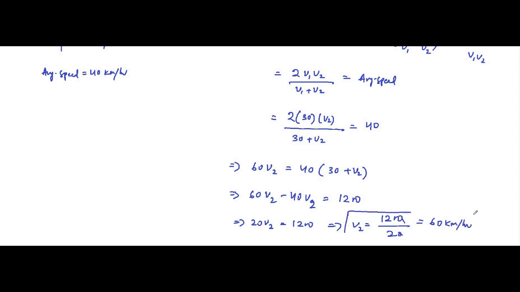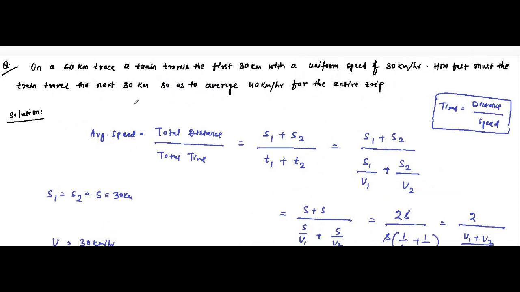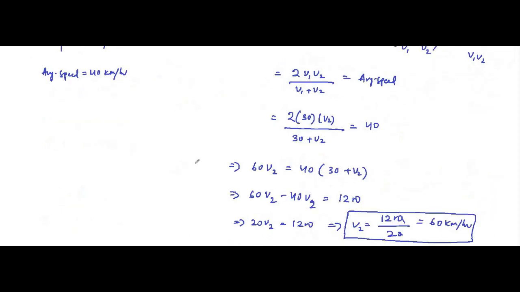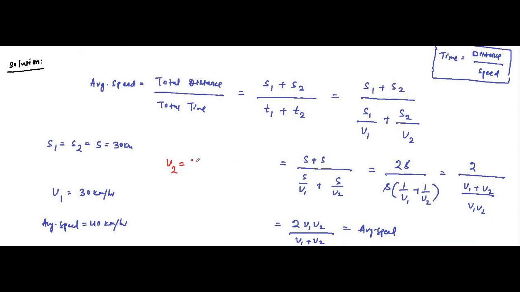So the train must travel with a speed of 60 kilometers per hour for the next 30 kilometers, that is the second phase of the journey, so that the average speed for the entire trip is 40 kilometers per hour. So the speed for the second 30-kilometer phase of the journey should be 60 kilometers per hour.